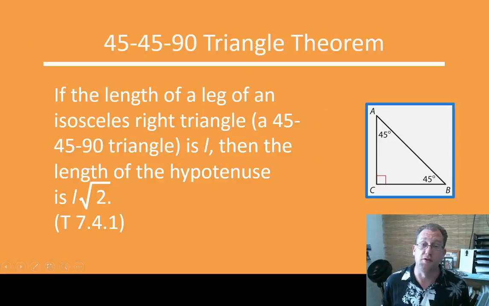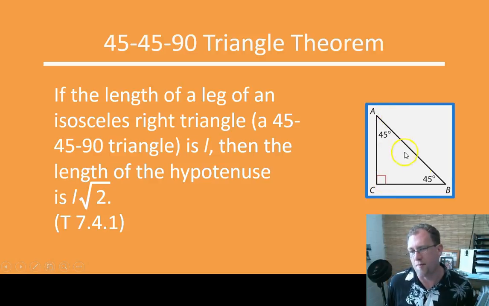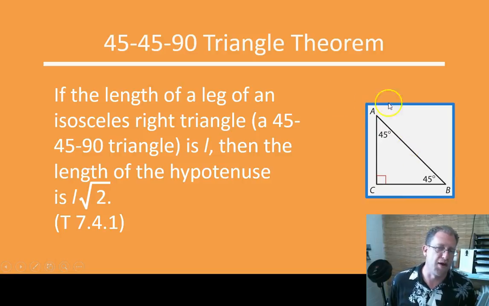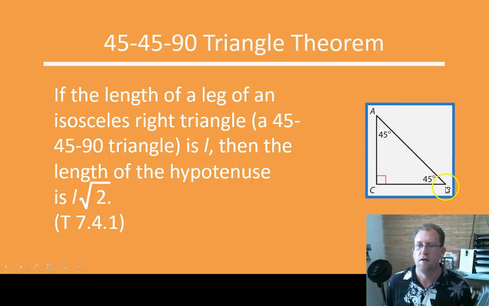The first cool thing we can do with it is predict the length of the hypotenuse pretty easily. If we know the length of one of these sides, and we call that L, then the length of the hypotenuse is L times radical 2. So this comes out of the Pythagorean theorem, right? Because this squared plus this squared equals this squared. Well, if this is something, let's call it L.